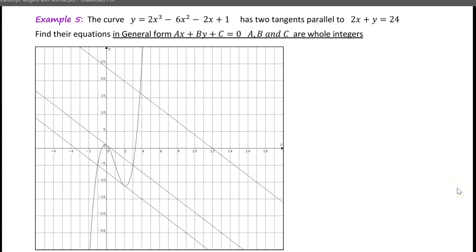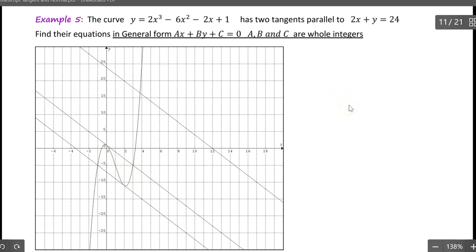Hello everyone. This question asks us to find the equations for the two tangent lines for this curve. Given the curve as y equals 2x^3 - 6x^2 - 2x + 1. If I graph this curve, it has this shape.